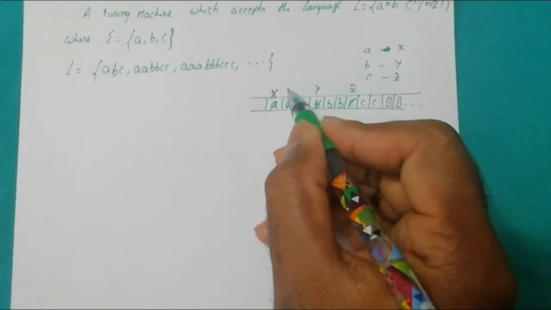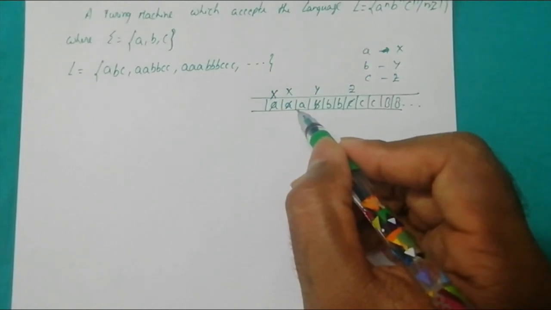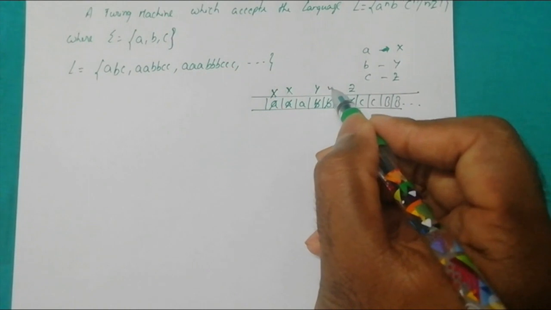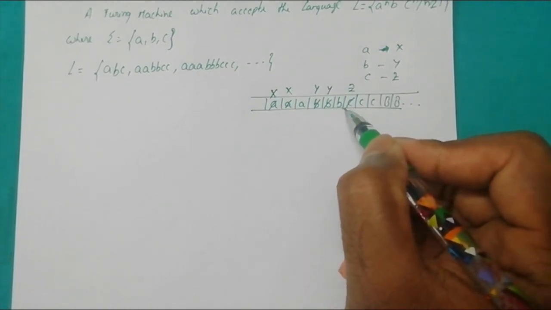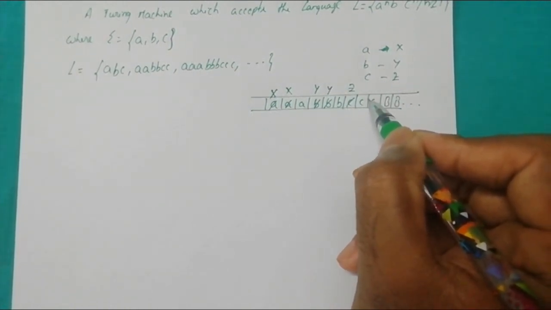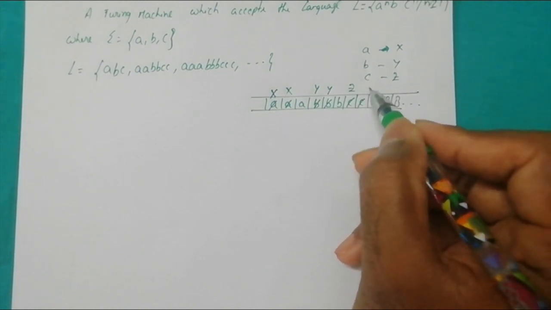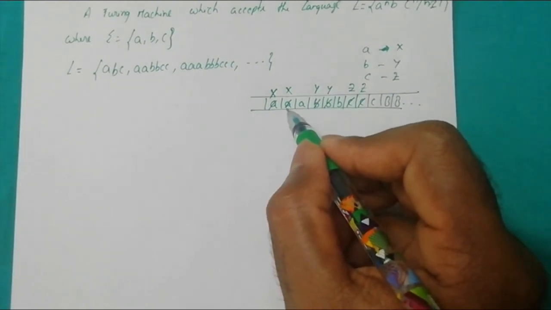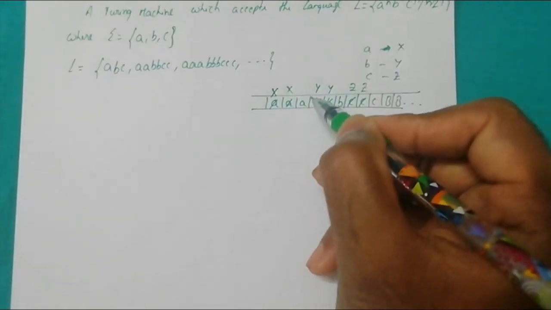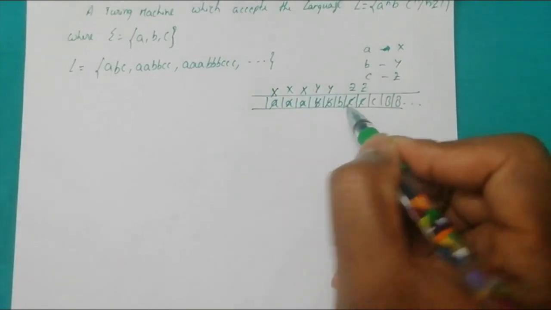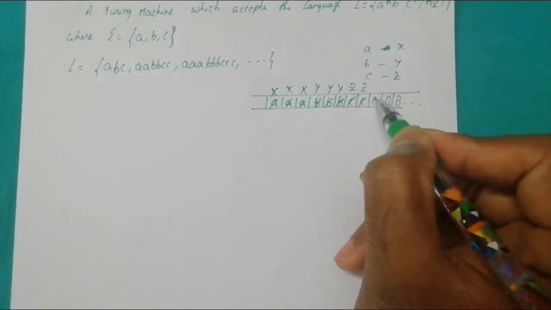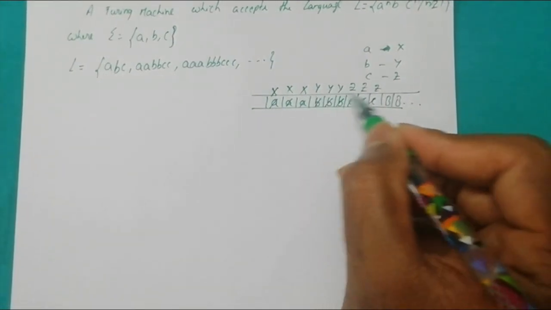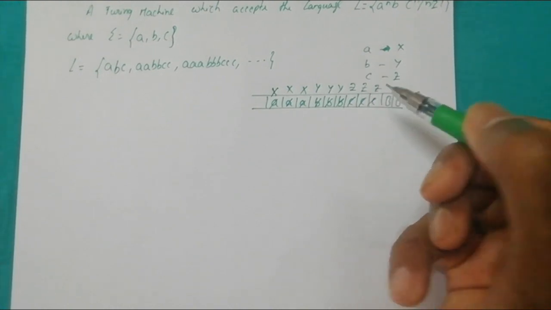The next symbol to the x is the second a. We convert that second a into x, and we keep on moving until we come across the second b. We convert that into y. We keep on moving until we come across the second c. We convert that into z, and again we come back to the recent x, and the next character a is modified to x in the next transition. This process continues until all a's are converted to x, all b's are converted to y's, and all c's are converted to z.